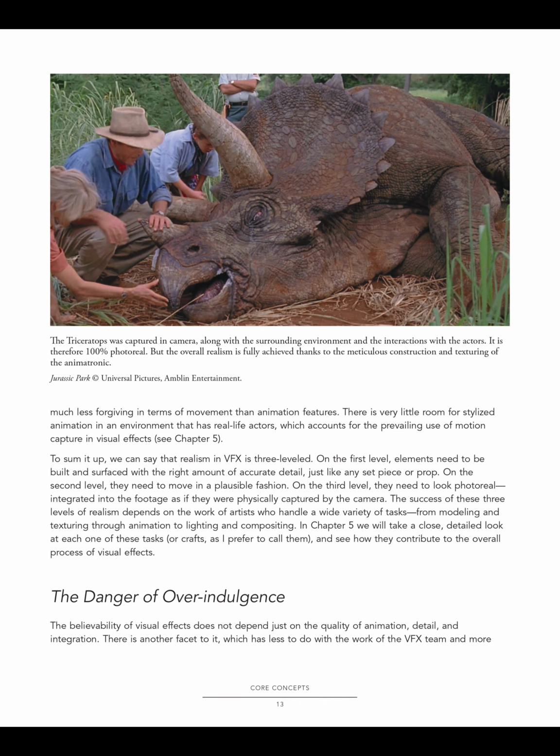To sum it up, we can say that realism in VFX is three-leveled. On the first level, elements need to be built and surfaced with the right amount of accurate detail, just like any set piece or prop. On the second level, they need to move in a plausible fashion. On the third level, they need to look photoreal, integrated into the footage as if they were physically captured by the camera. The success of these three levels of realism depends on the work of artists who handle a wide variety of tasks, from modeling and texturing through animation to lighting and compositing. In Chapter 5 we will take a close, detailed look at each one of these tasks, or crafts, as I prefer to call them, and see how they contribute to the overall process of visual effects.